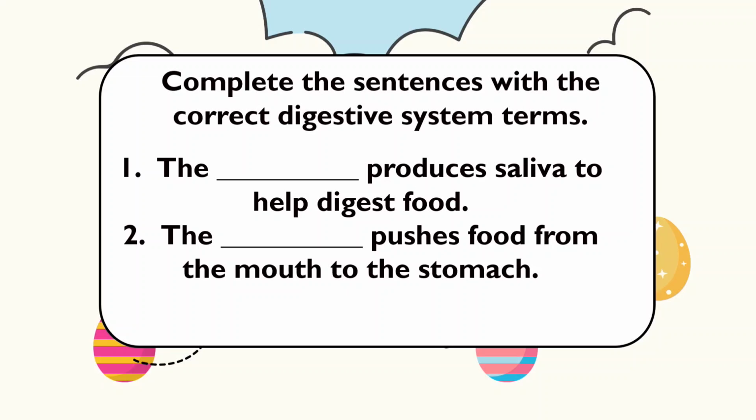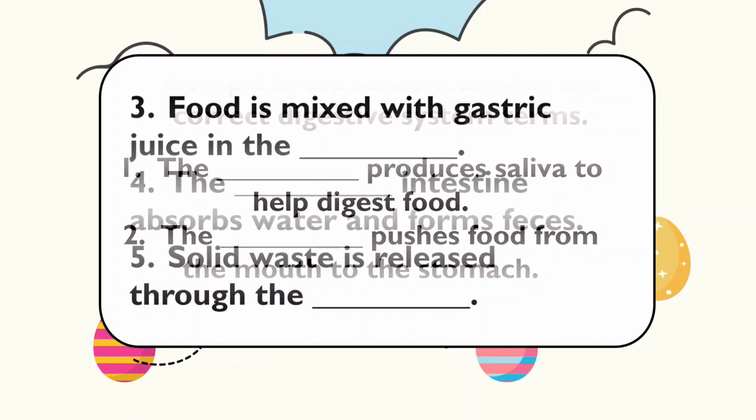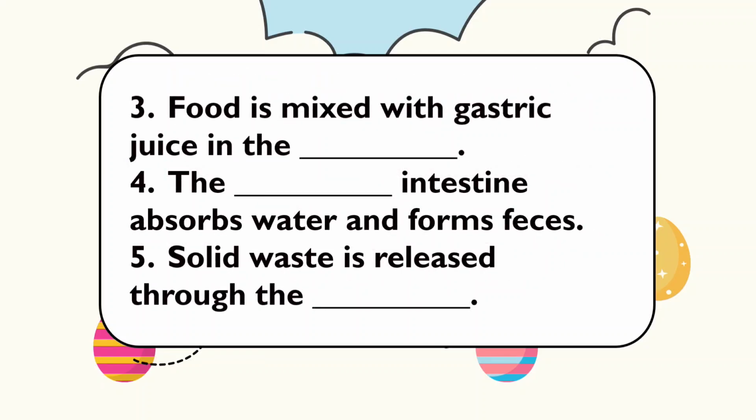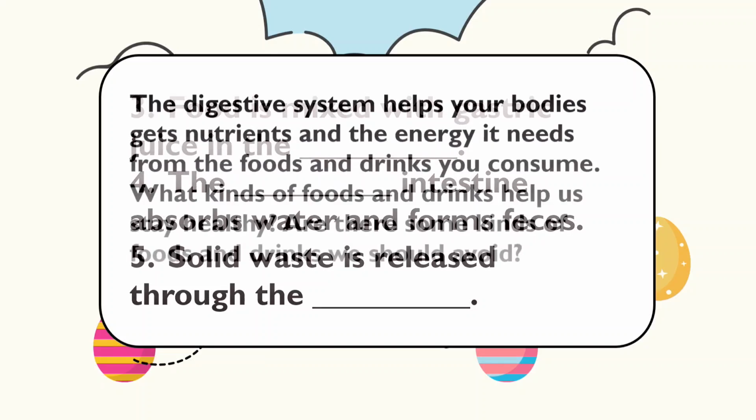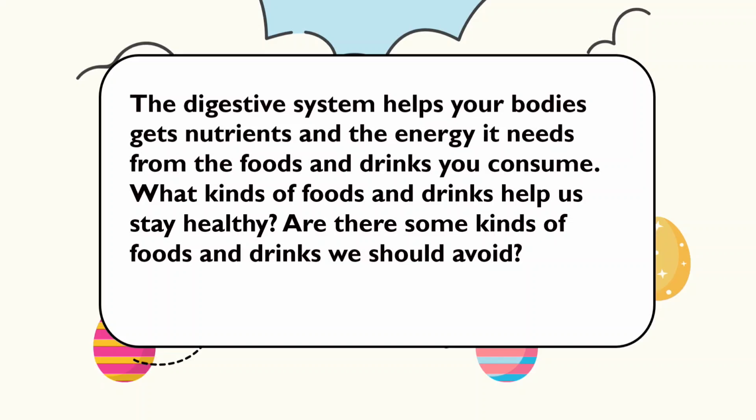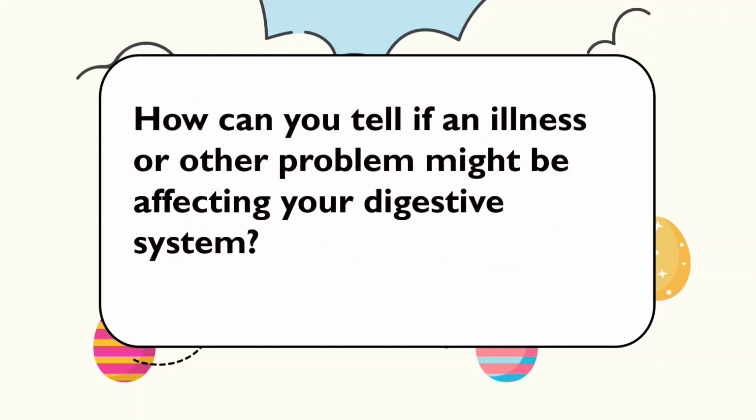Complete the sentences with the correct digestive system terms. The digestive system helps your body get the nutrients and the energy it needs from the food and drinks you consume. What kinds of foods and drinks help us stay healthy? Are there some kinds of foods and drinks we should avoid? How can you tell if an illness or other problem might be affecting your digestive system?